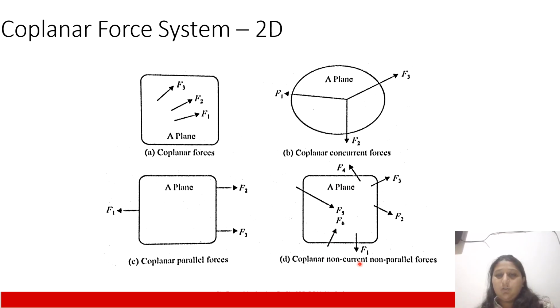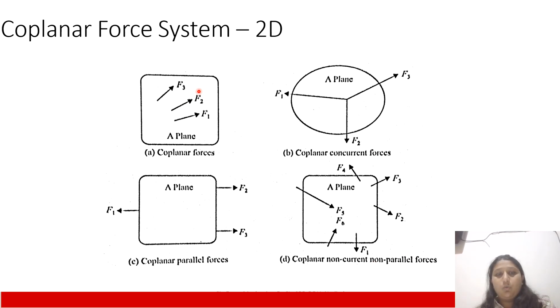And the last diagram here shows coplanar non-concurrent non-parallel forces. They are in a single plane, but they are not concurrent. They do not intersect at one point, nor are they parallel to each other. Hence they are named coplanar non-concurrent non-parallel forces.